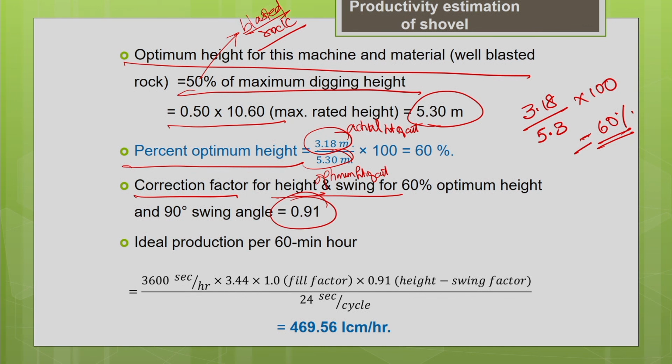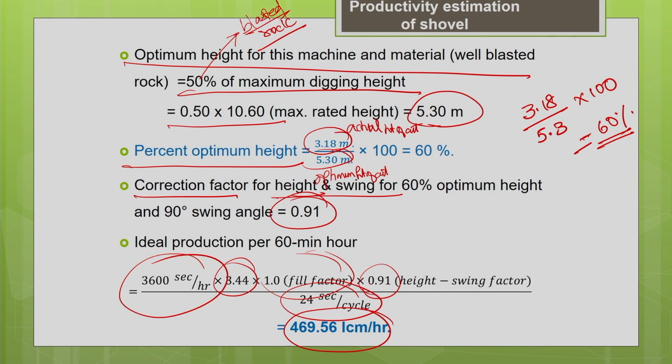Now let us see how the production estimation is done. The heaped bucket volume is 3.44 meter cube, bucket fill factor is 1, your swing and height factor is 0.91 and the cycle time is 24 seconds. You need the productivity in loose cubic meter per hour, so to convert it into hours it is multiplied by 3600, and the job efficiency here is 1. So now you will get the answer as 469.56 loose cubic meter per hour. So this is the productivity of your front shovel.